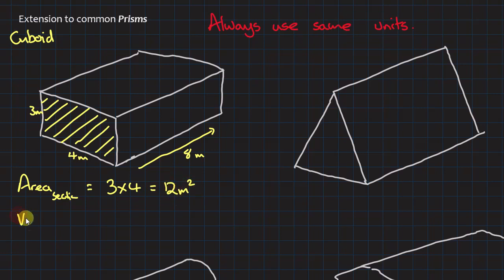And then the volume: how many metre cubes can fit going backwards? Well, there's 8. So we've got 8 going backwards, the length, and we multiply it by this cross-sectional area, the number of squares that would fit in this first face. So I'd have 12 cubes in the first layer, 24 in 2, 36 in 3 layers, and in 8 layers, 8 times 12 is 96 meters cubed.